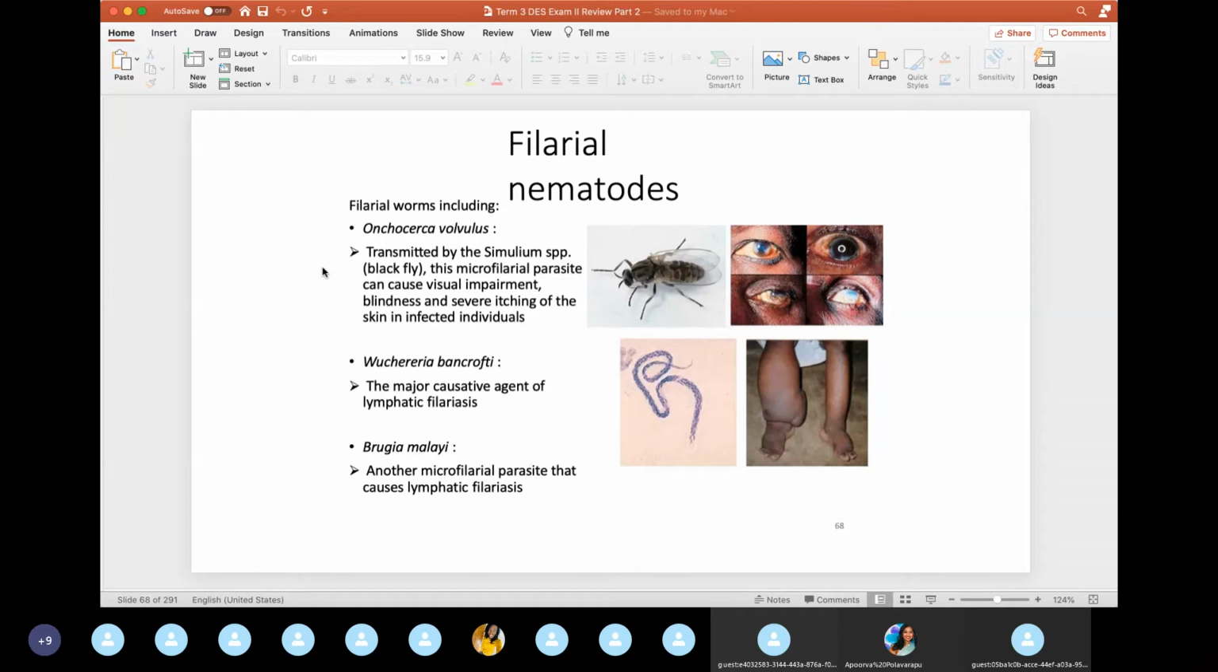Did you talk about river blindness? No? Not yet. Okay, so always associate Onchocerca volvulus with river blindness. Okay, river blindness, Onchocerca volvulus. It can cause visual impairment, blindness, and severe itching of the skin in infected individuals.